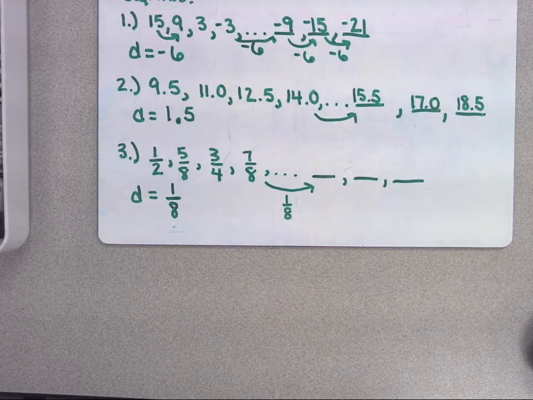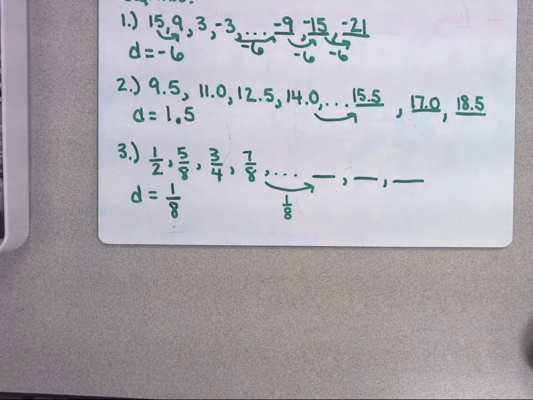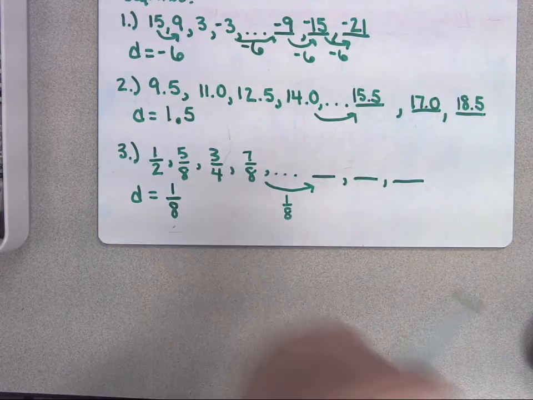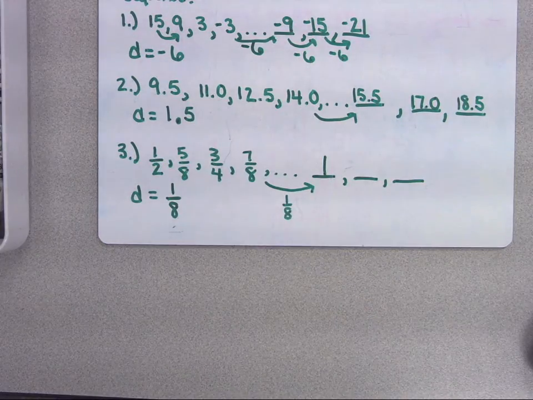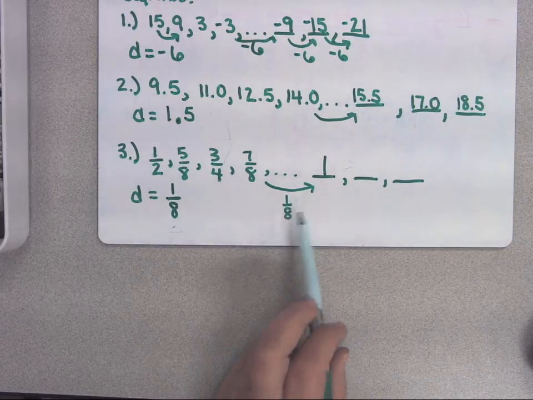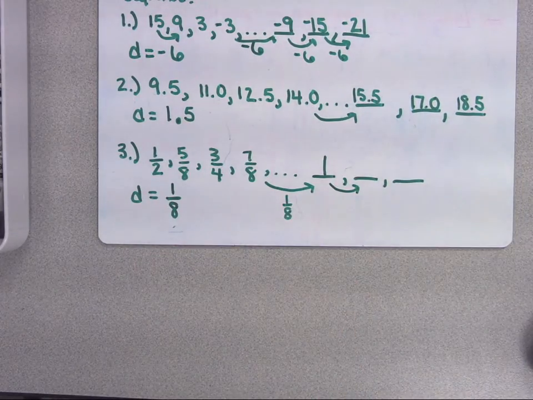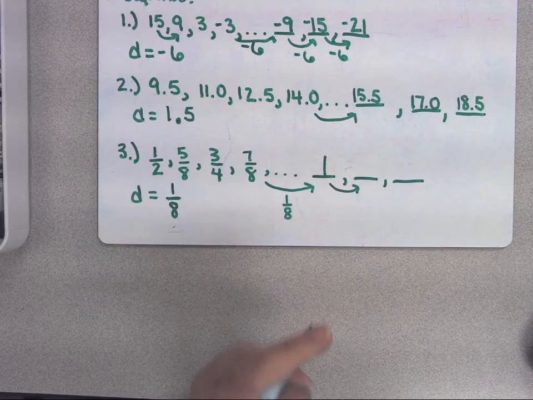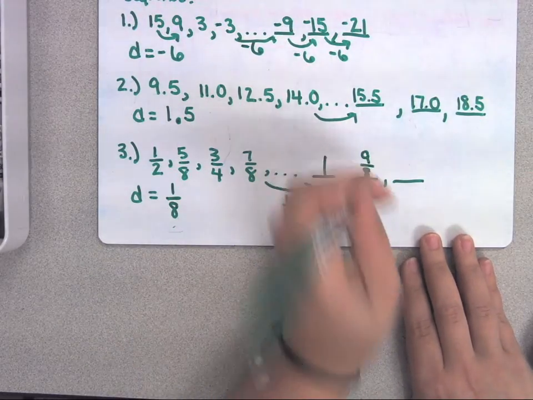The first number in the sequence. Anyone have the first number in the sequence? Crystal? 7/8 plus 1/8. You just type it in. 7/8 plus 1/8 is 1. You can't put whole numbers in for fractions. That's okay. Now do 1 plus 1/8. What's the second number? No mixed fractions, please. Katie. Josiah. 9/8.